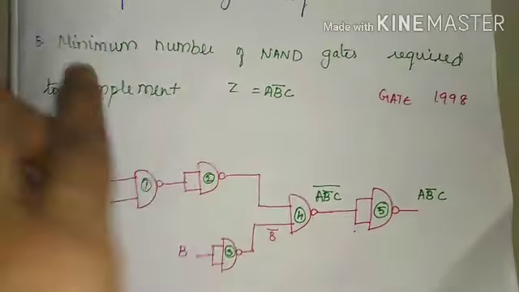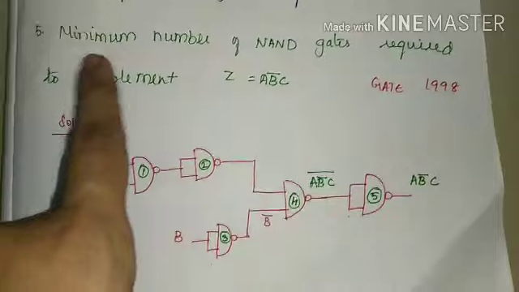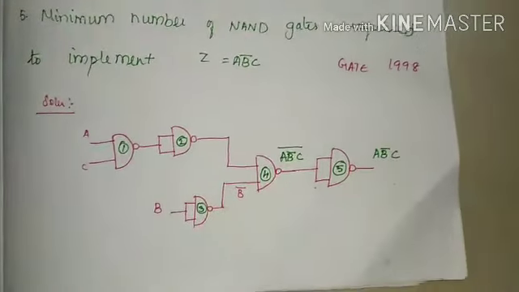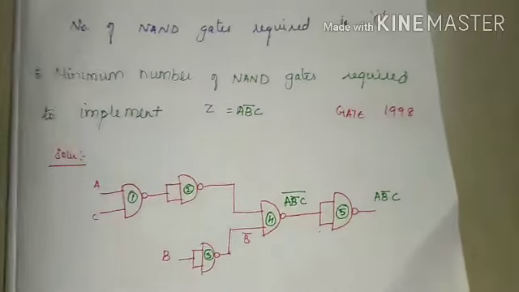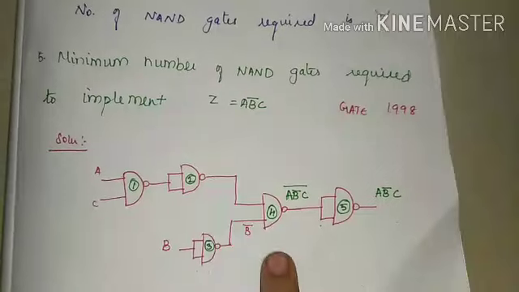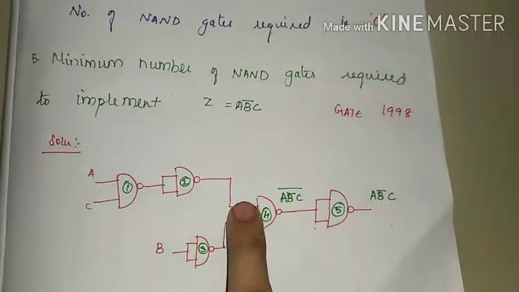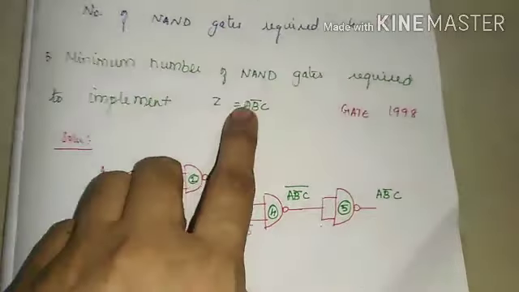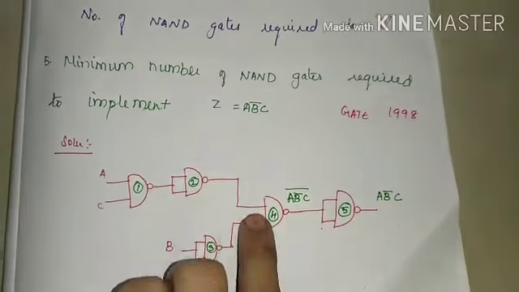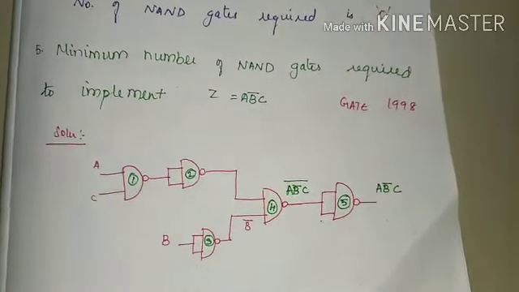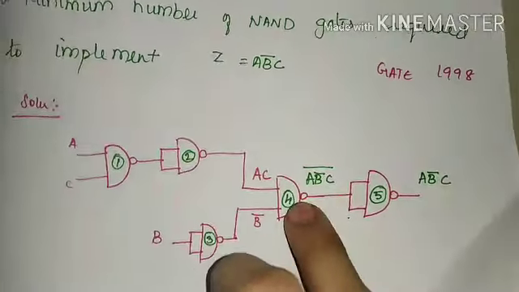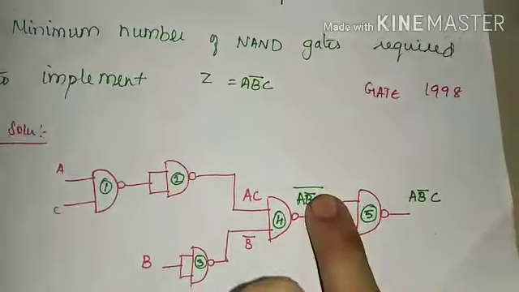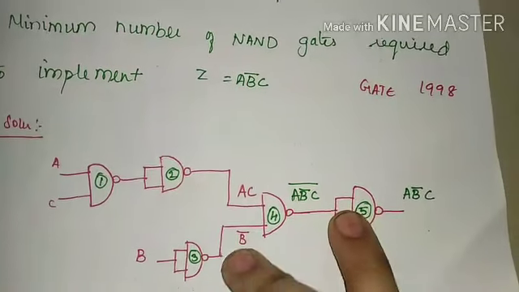See, now we will enter into our fifth problem. Minimum number of NAND gates required to implement Z is equal to A, B bar, C. First see this gate. Please listen carefully. First we will see this gate, gate number 4, having the input as AC and B bar.